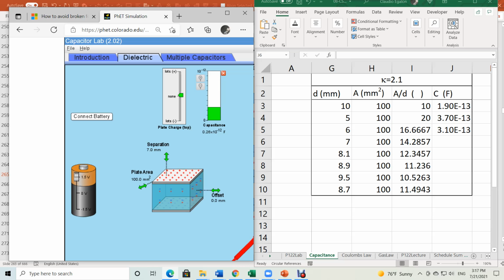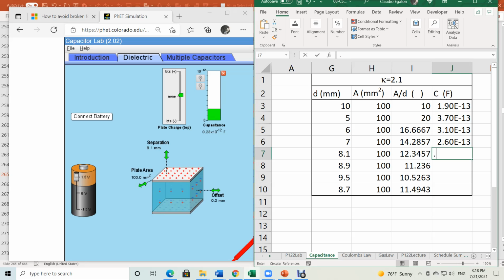Okay, in this case, my dielectric material is changing its thickness, right? In real life, something like that doesn't happen. A thin block of dielectric material is not going to change its thickness, so you got to take it out and put another one in there with a different thickness. 0.26 times 10 to minus 12. We gotta go for 8.1 now. Yep, 8.1 right in here. 0.23 times 10 to minus 12.